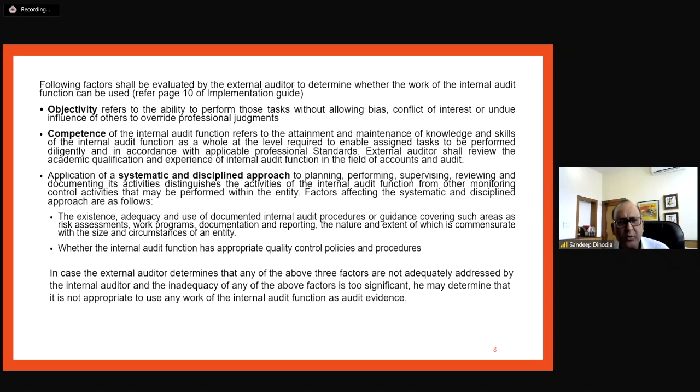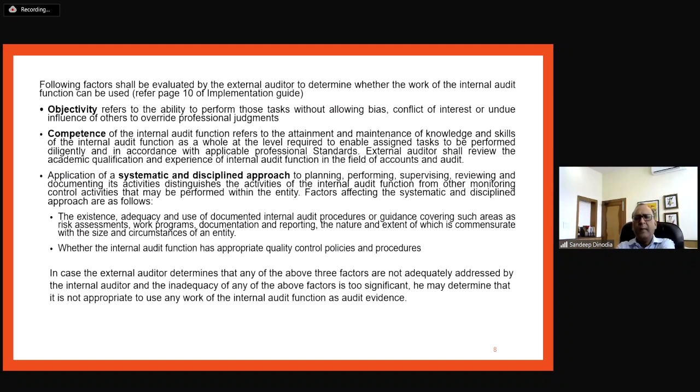Then the next important point is the application of a systematic and disciplined approach to planning, performing, supervising, reviewing, and documenting its activities, which distinguishes the activities of the internal audit function from other monitoring control activities that may be performed within the entity. Factors affecting the systematic and disciplined approach are as follows: the existence, adequacy, and use of documented internal audit procedures or guidance covering such areas as risk assessments, work programs, documentation, reporting, the nature and extent of which is commensurate with the size and circumstances of the entity.